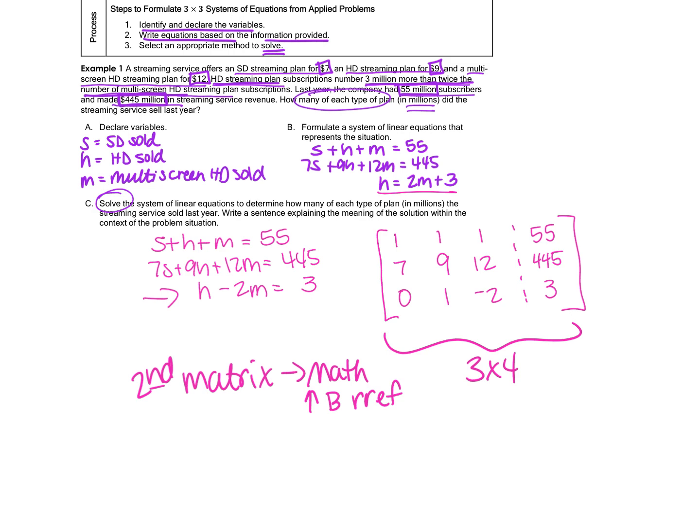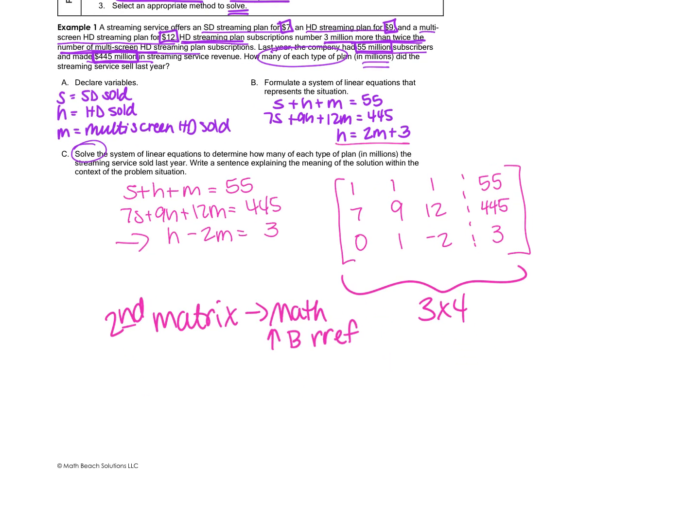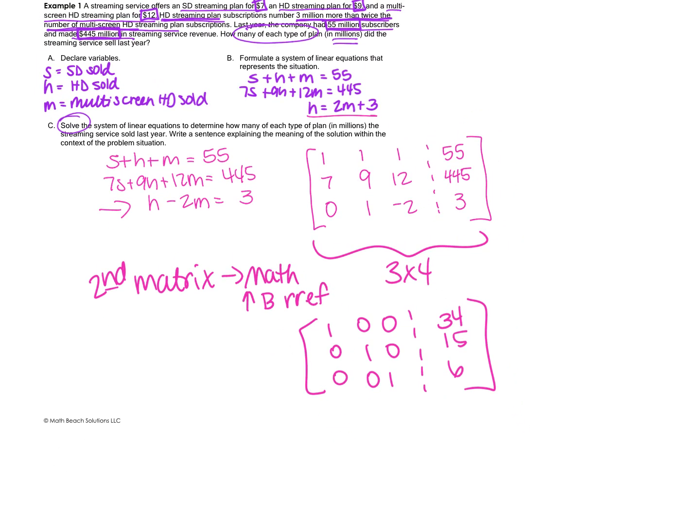And so whenever you do that, you should end up getting, again, that's a review. You should already know how to do that. So you should end up getting 1, 0, 0, 0, 1, 0, 0, 0, 1, and then this should be 34, 15, and 6. Okay, so what this means is this is S, H, and M. That's the order that we had it in. So S is 34.